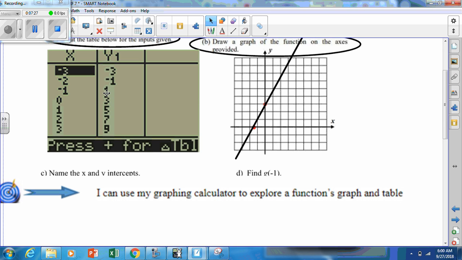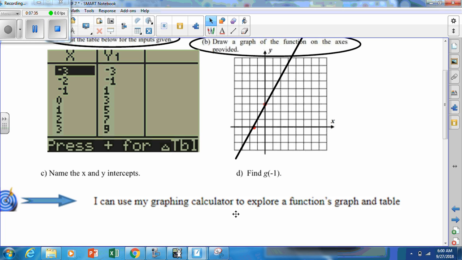All right. Hope this was helpful. Again, remember, I can use my graphing calculator to explore functions, graphs, and tables. Sounds cool.